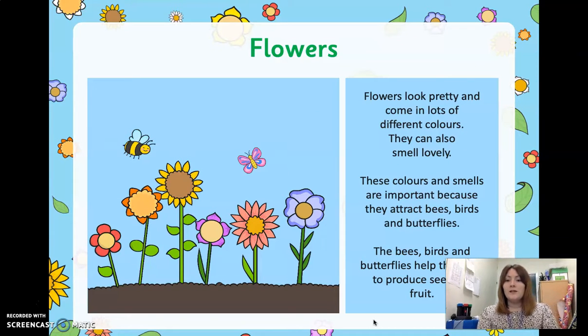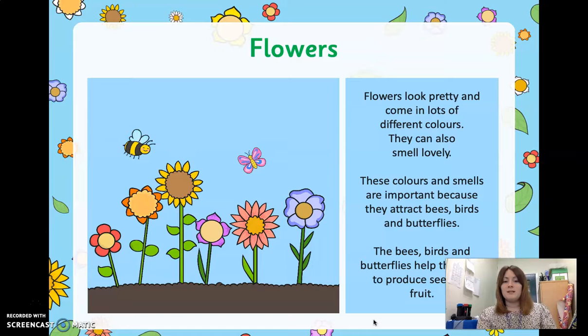So flowers. Flowers look pretty and come in lots of different colours. They also smell lovely. These colours and smells are important because they attract the bees, the birds and the butterflies. The bees, the birds and the butterflies help the plant to produce seeds and fruit. So like we learnt last week, the seeds are the bit that are inside the middle of the flower. They drop down so that more flowers can grow.